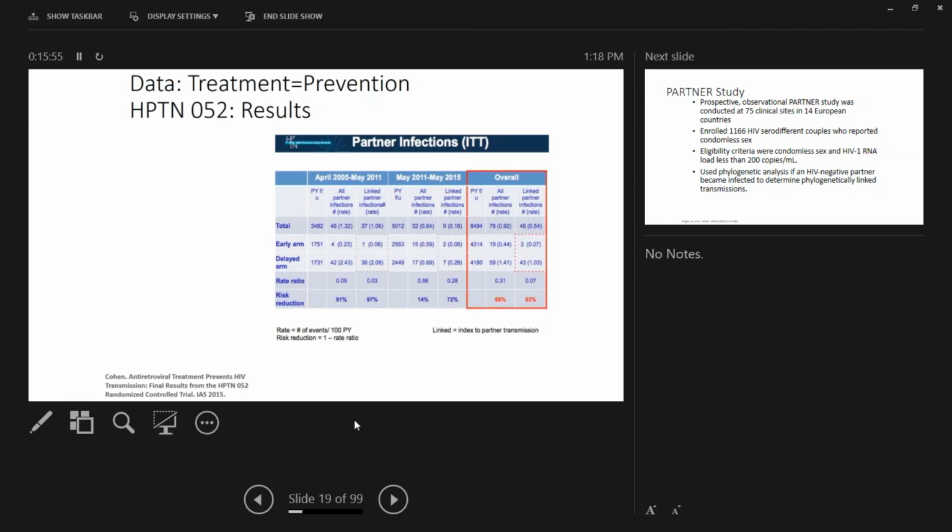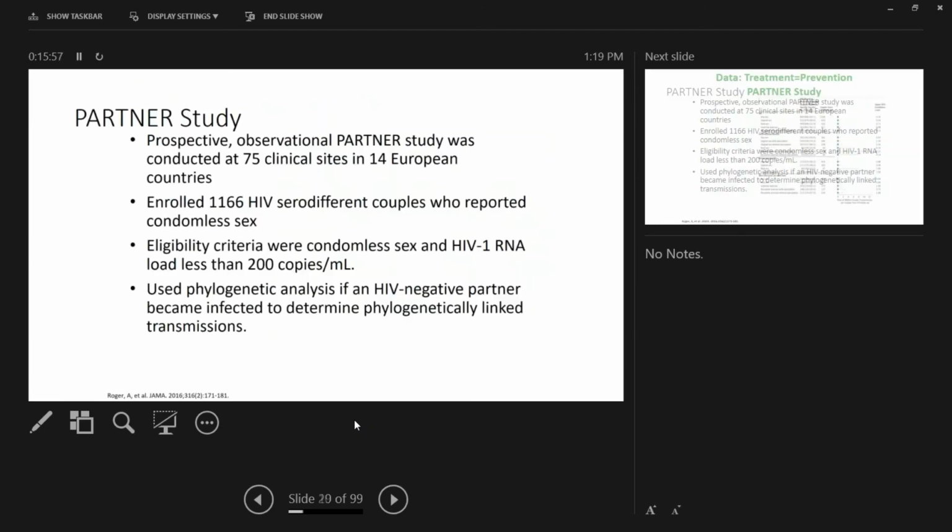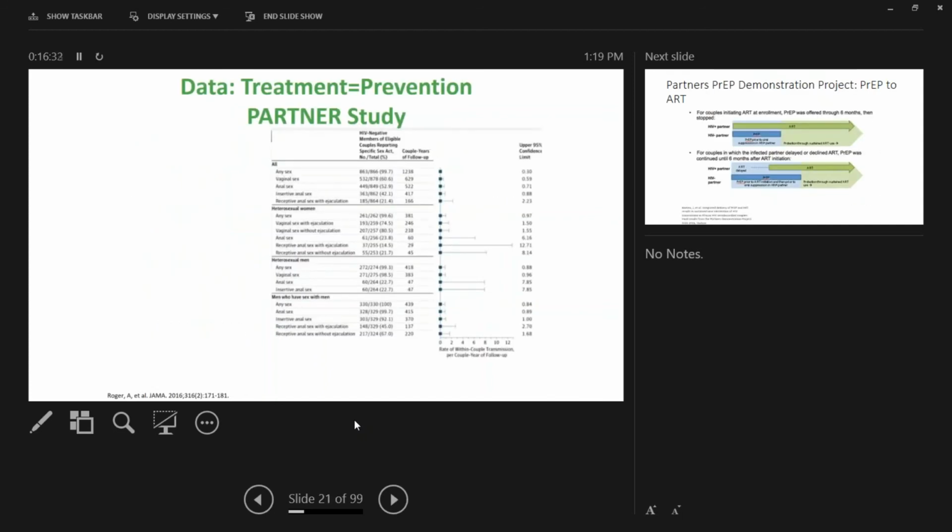The Partner study took another perspective on this. They actually recruited all over Europe and parts of Canada. They enrolled many serodifferent couples, about 1,200. And to get into the study, the HIV-positive partner had to be on HIV medicines with a suppressed viral load to less than 200. The HIV-negative partner could not be on antiretroviral therapy for prevention, and they had to acknowledge that they were having condomless sex. They then used molecular fingerprinting to demonstrate whether there were linked transmissions or not. Next slide, please.